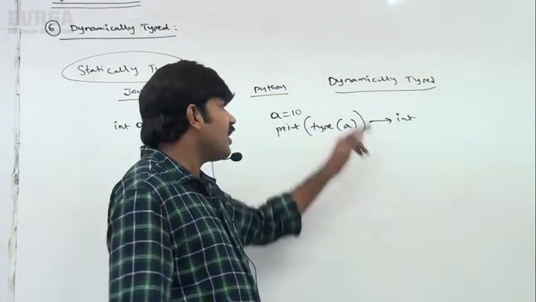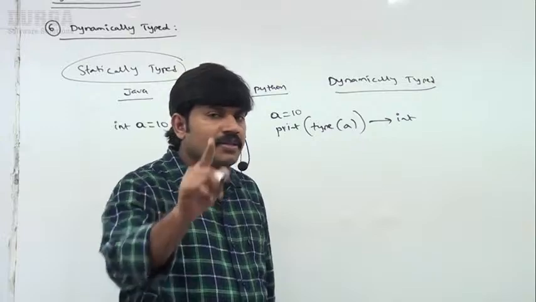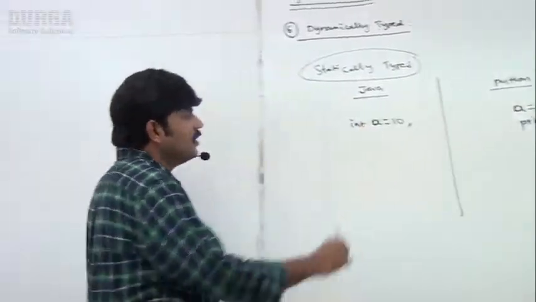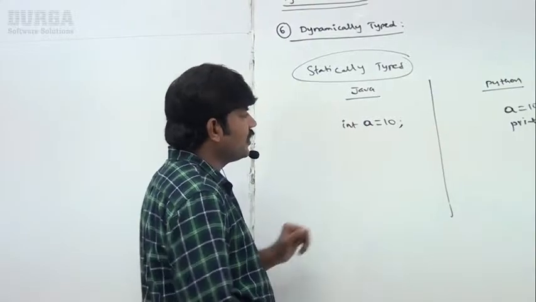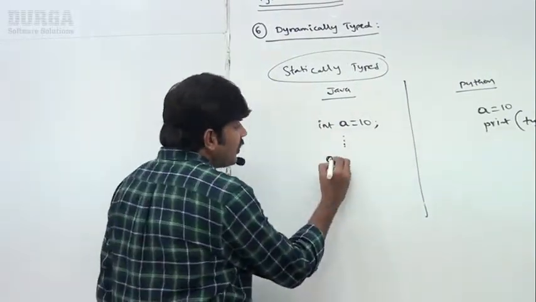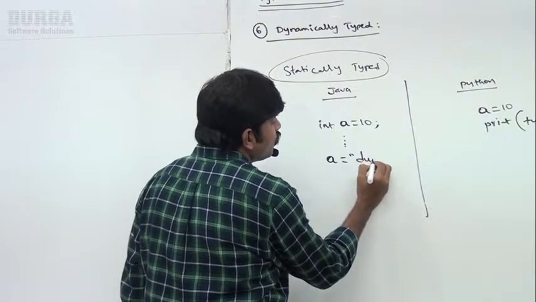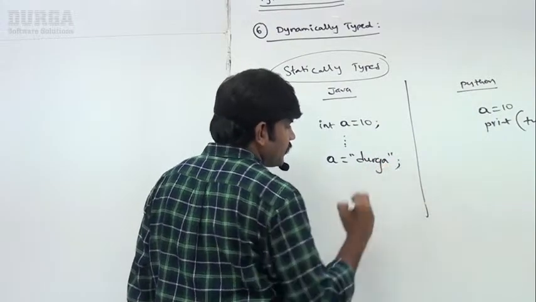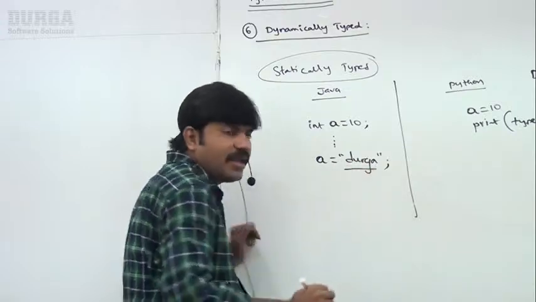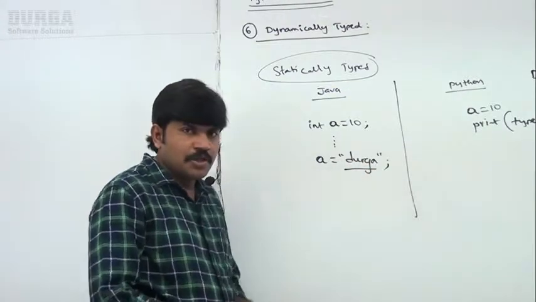Next, because of this dynamically typed nature, there is one more advantage. What is that advantage? Observe this, sir. In Java, I have int a is equal to 10, sir. After some time, I am taking a is equal to Durga. Like this I am taking a is equal to Durga. Durga is a string value, and I am trying to assign it, sir.